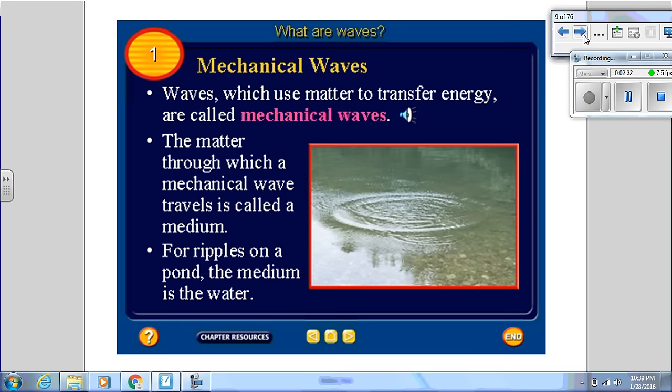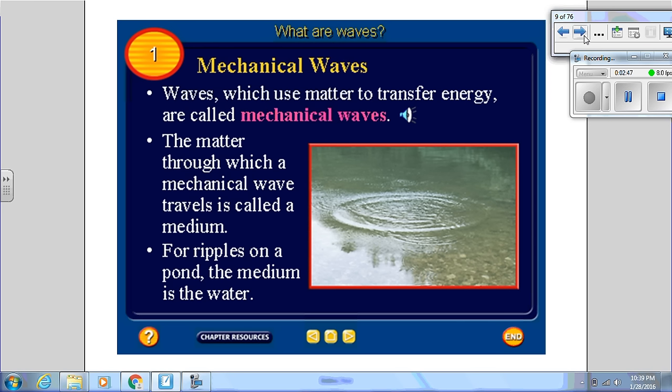Now, let's talk about the two types of waves. First, let's start with the mechanical waves. Mechanical waves is one of the main types of waves. Whenever we're talking about waves, waves are either going to fall under the mechanical waves or the electromagnetic waves. Those are the two main types.